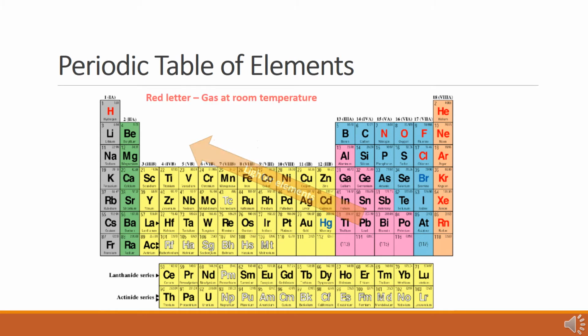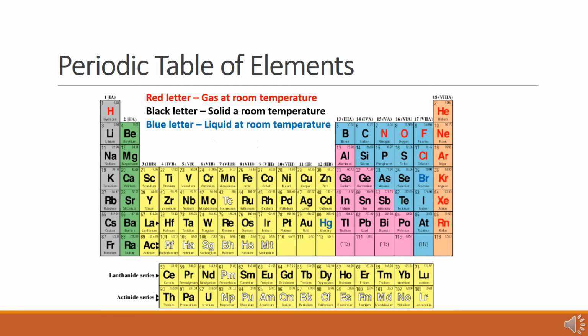The elements shown in red are gases at room temperature. Black are solid, and blue elements, such as bromine and mercury, are liquid at room temperature. Some elements are not found in nature and have been man-made.